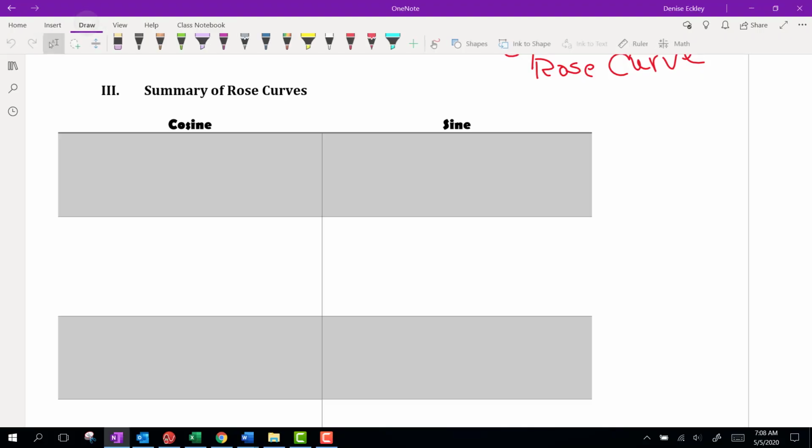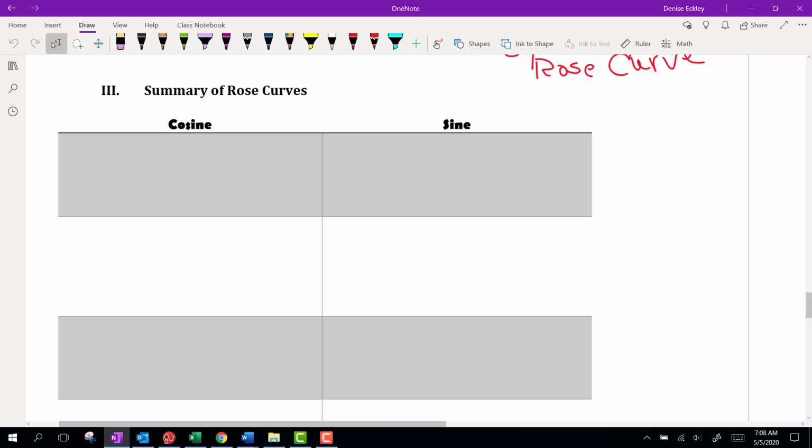This is part 4 of section 6.5, polar graphs. In this section, what we're going to do is summarize our rose curves, and then we're going to look at a couple other common polar graphs that don't really have families, but are seen a lot.